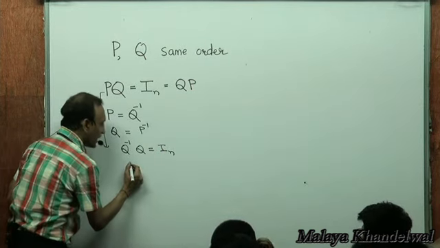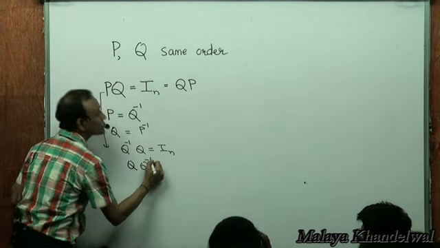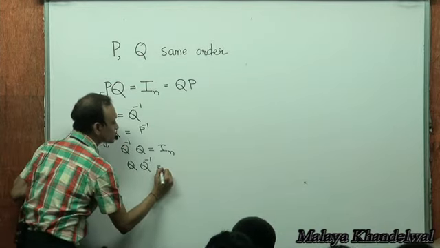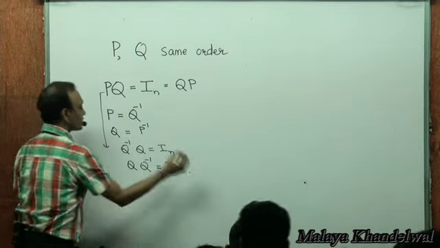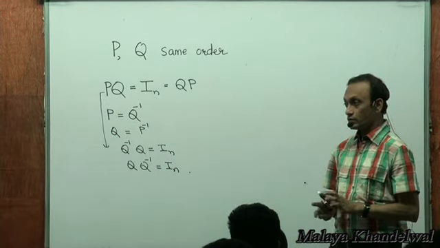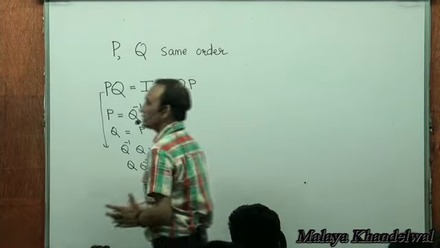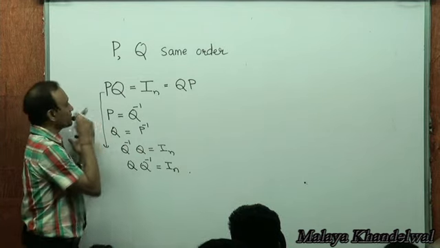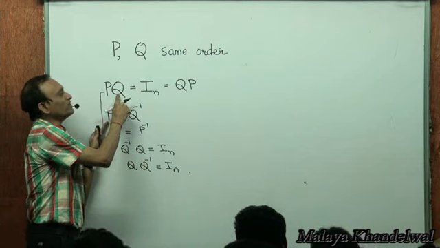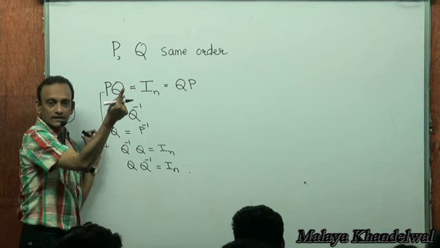This is the same as Q into Q inverse. That's going to be an identity matrix. Same thing, P inverse P. I could have written Q as P inverse. So P into P inverse is I_N.